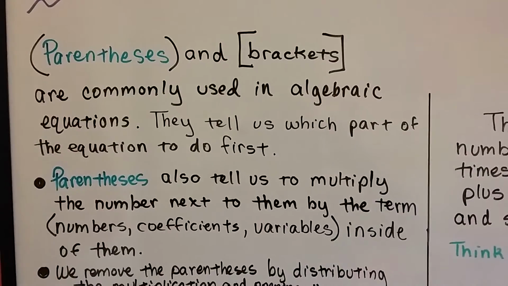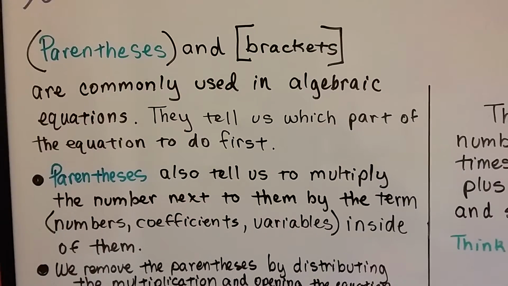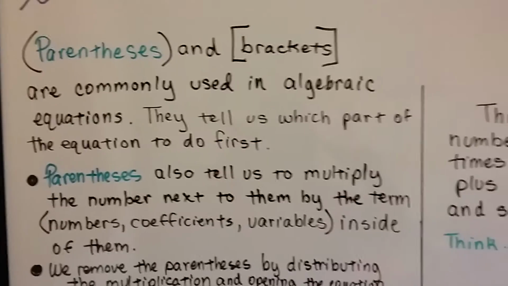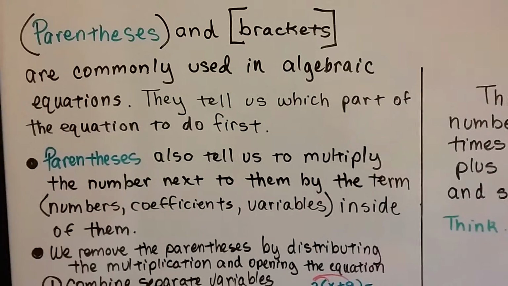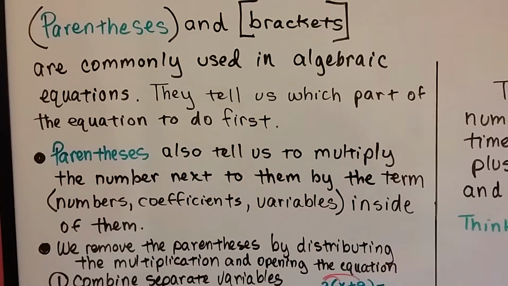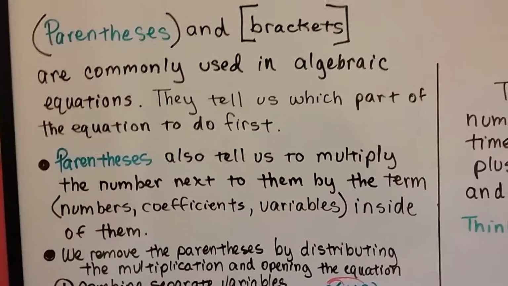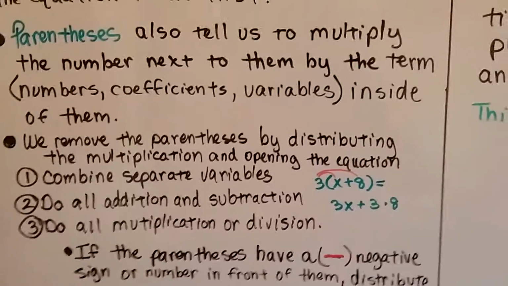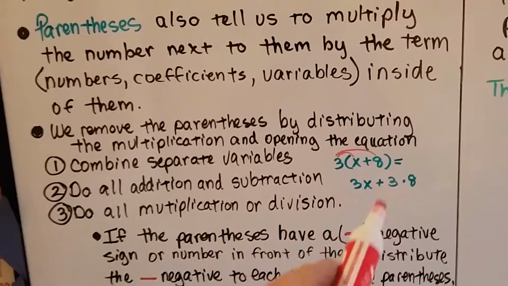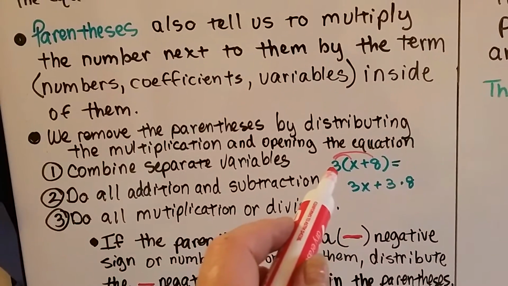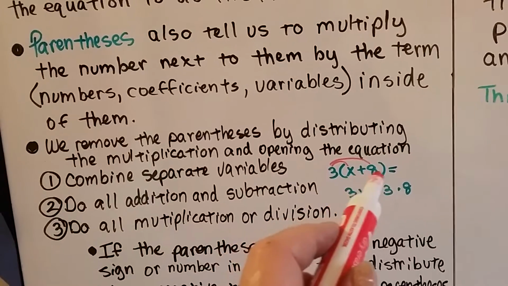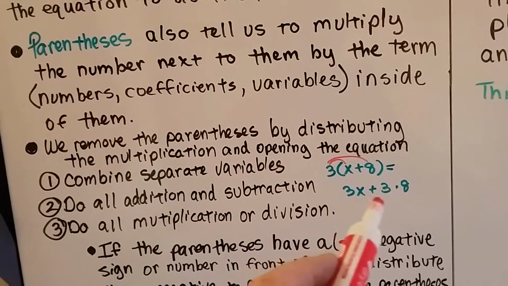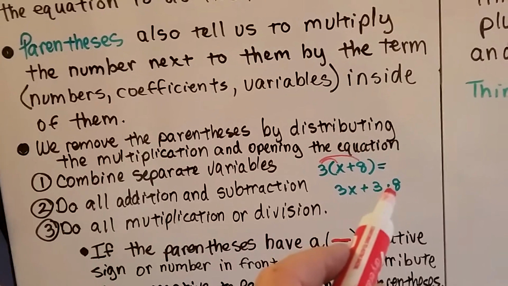Parentheses and brackets are commonly used in algebraic equations, and they tell us which part of the equation to do first. So we have parentheses around the word parentheses and brackets around the word brackets. The parentheses also tell us to multiply the number next to them by the terms, the numbers, coefficients, and variables inside of them. We remove the parentheses by distributing the multiplication and opening the equation up. So 3 and then parentheses x plus 8 would be 3 times x plus 3 times 8, like this. That would give us 3x plus 24.